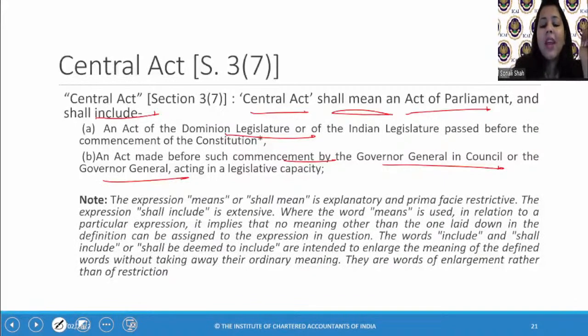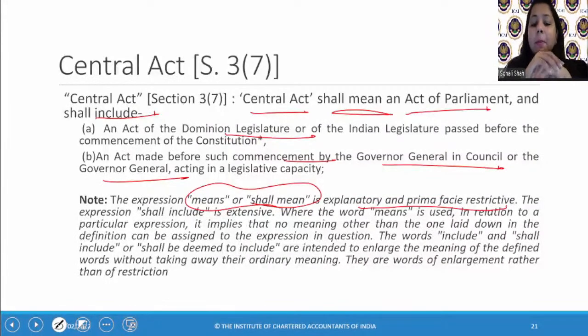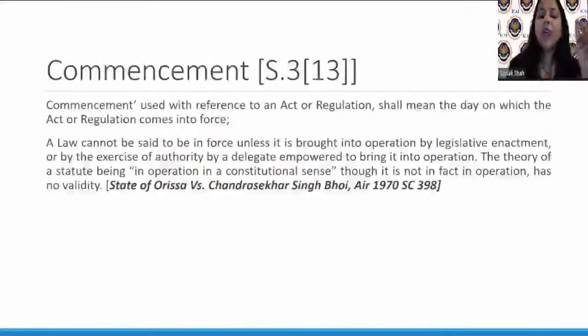So whenever the definition contains the word means or shall mean, it is explanatory and restrictive. Correct? But where it also includes the word include or shall include, it enlarges the meaning of the defined word. When you write Negotiable Instruments Act, when you write General Clauses Act, you always use the capital ACT.